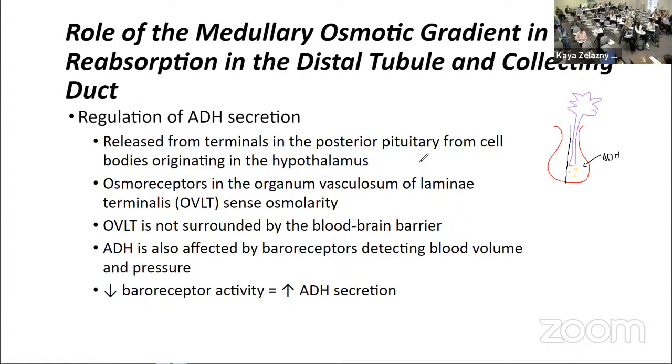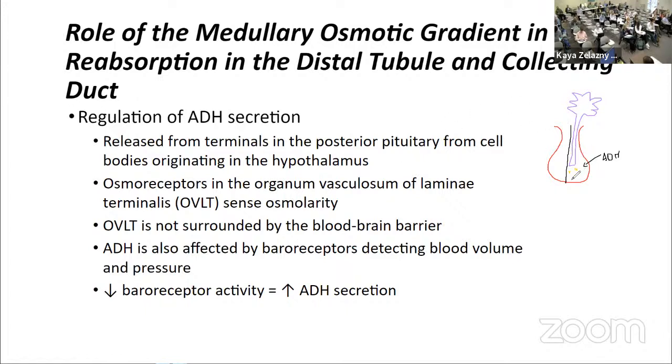So this region where we have these osmoreceptors isn't surrounded by the blood-brain barrier, which is part of why we can sense this. Okay. So that's one way that we're sensing whether or not we want to reabsorb water. If we want to reabsorb water, we need ADH. Okay. So if those osmoreceptors are sensing high osmolarity, they're going to want to water that down, which means we're going to need to reabsorb water, which means we need to release ADH.